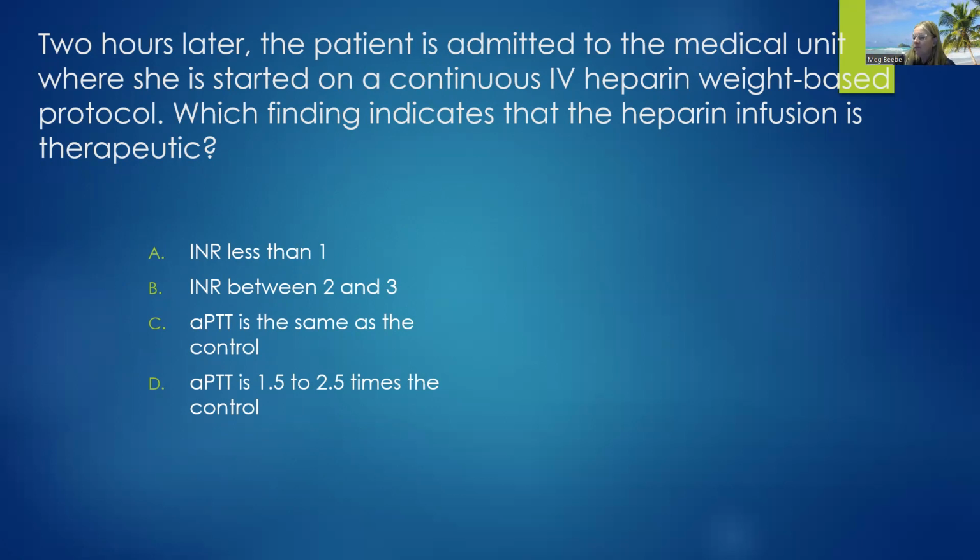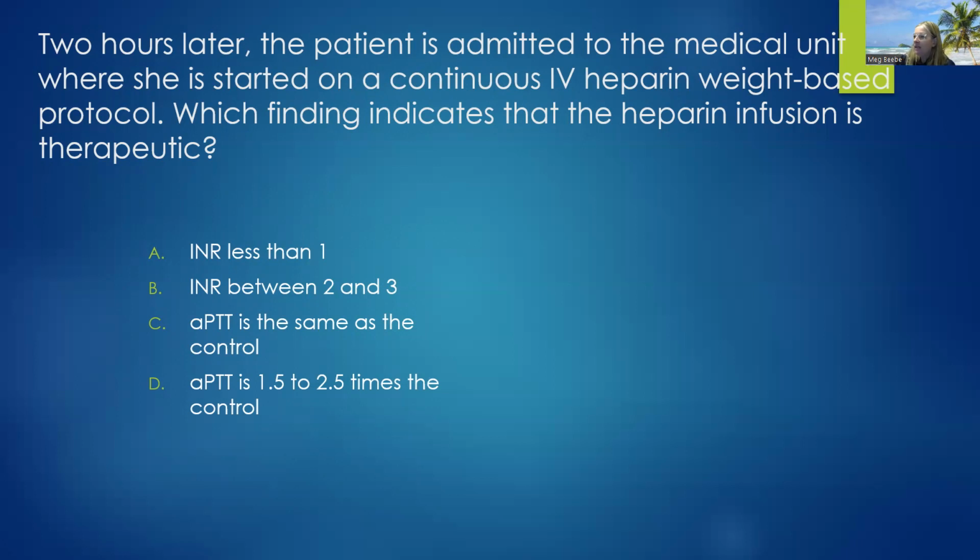All right. For our heparin infusion, we are basically assessing the APTT. The INR is only something that we're going to be looking at more so when a patient is on warfarin, and an INR less than 1 is not therapeutic when a patient's on warfarin. INR between 2 and 3 is in a therapeutic range if the patient were on warfarin, but that's not what this question is asking.